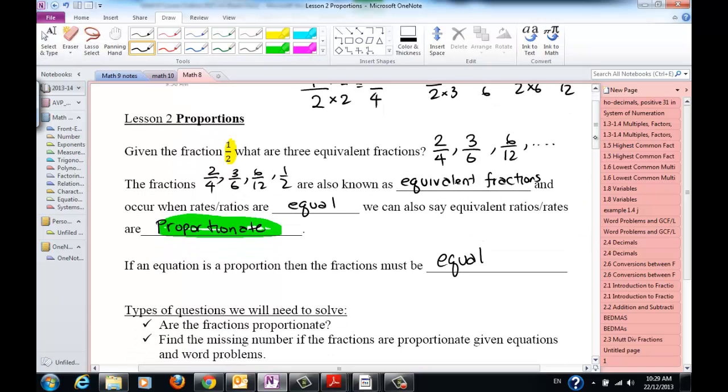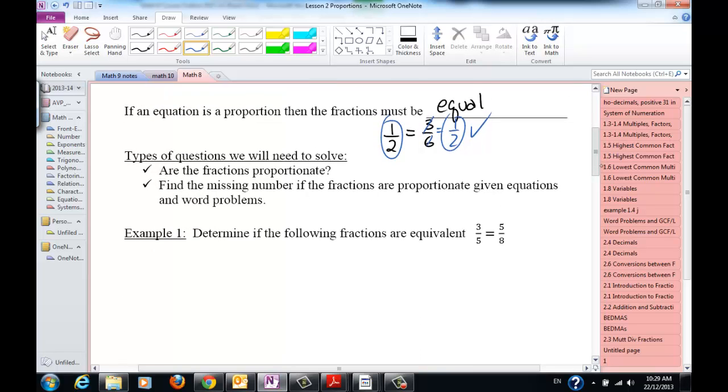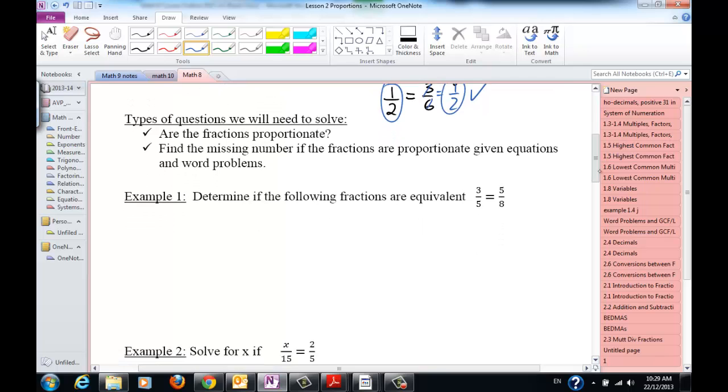So what do I mean by that? Well, if I had 1/2, this could equal, an equation has the equal sign, 3 over 6. Notice that I could reduce the top and the bottom by 3 here, and I still get a half. So a half equals a half. Check. So we're going to look at a few different types of questions that involve proportion today.